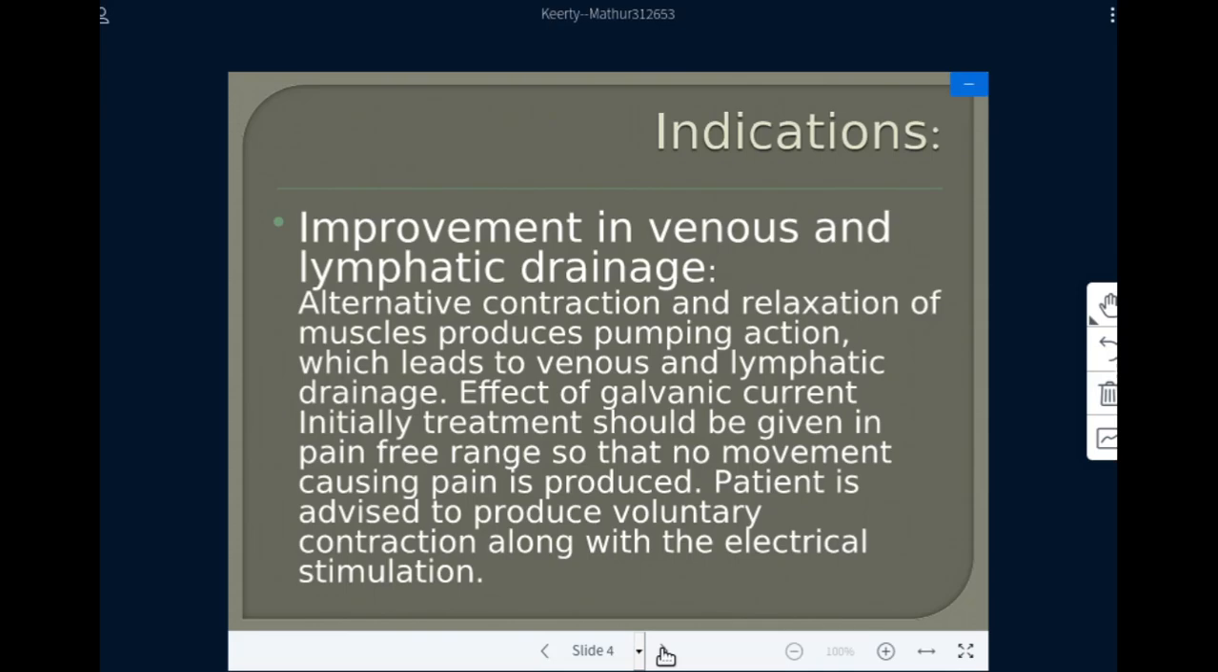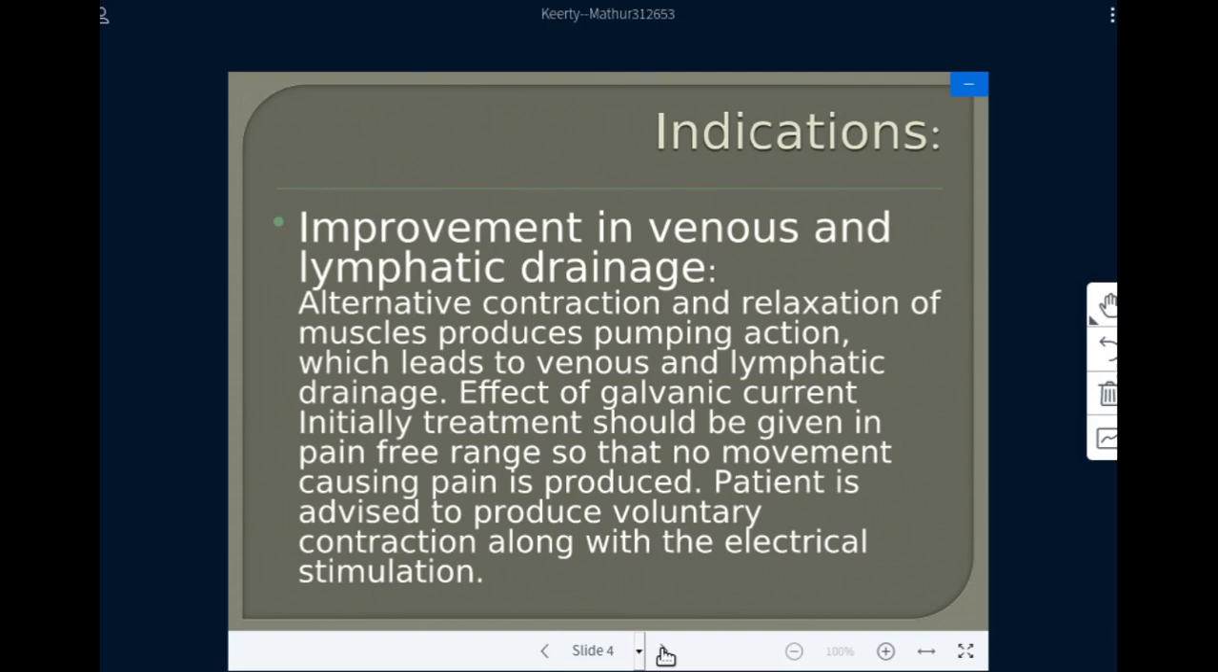Indications means in what conditions we can use galvanic current. The first indication is improvement in venous and lymphatic drainage. Whenever we are giving any kind of artificial external stimulation, this causes alternate contraction and relaxation of muscles, which produces a pumping action, which leads to venous and lymphatic drainage.